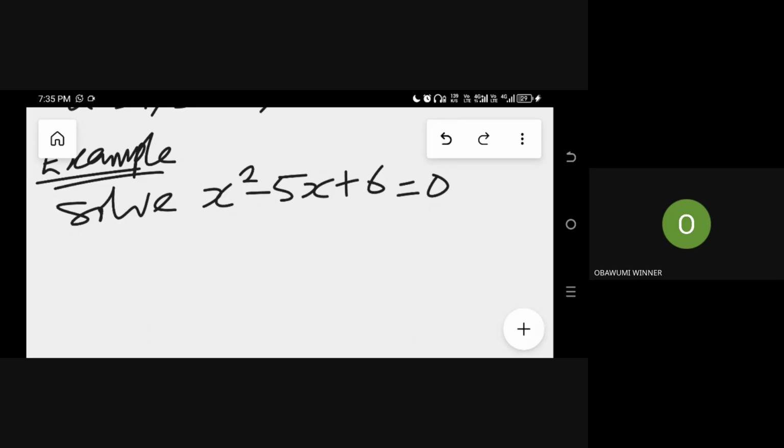So before we start solving here, we would have to identify the A, the B, and the C. Do not forget, the A is the coefficient of s to the power of 2, or whatever the letter is. The B is the coefficient of s, and the C is the one without an s. That is the constant. So what would be the value of A here?